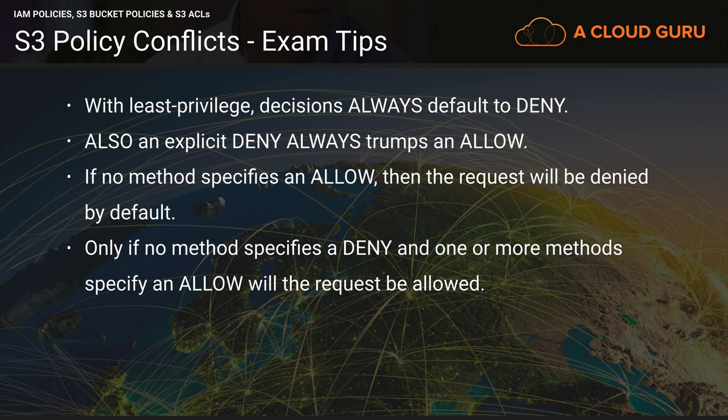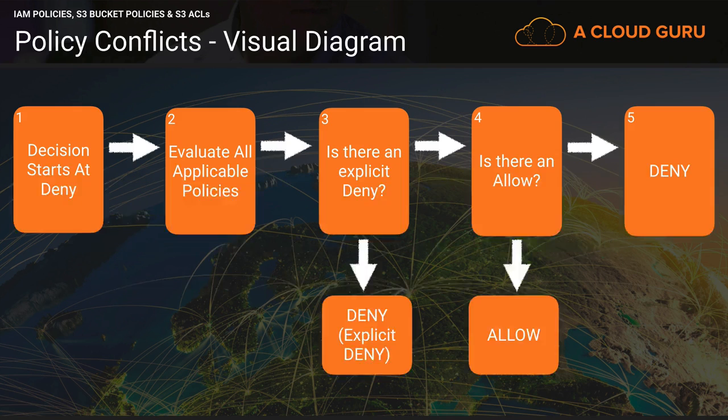Let's quickly review what you need to understand. With least privilege, decisions always default to deny. An explicit deny always trumps an allow. If no method specifies an allow, then the request will be denied by default. And only if no method specifies a deny and one or more methods specify an allow, then the request will be allowed. So go into the exam understanding this 5-step process.